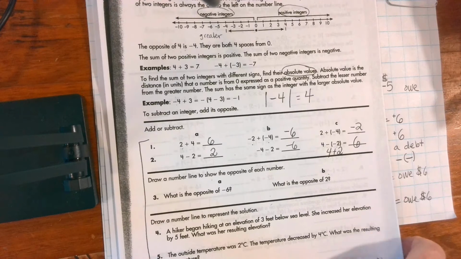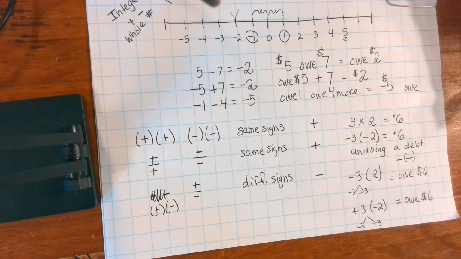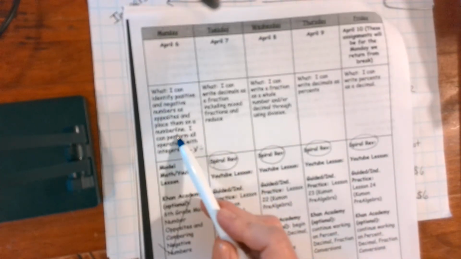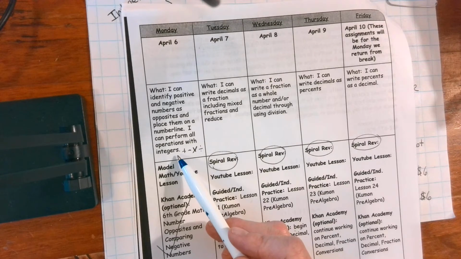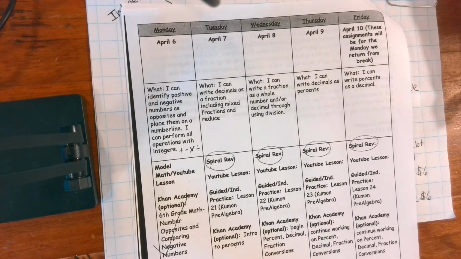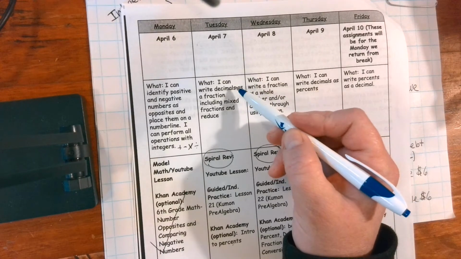Alright, we're going to pause here. So get out your lessons for today. And we're going to see where we are. So our standard that we worked on last time was I can identify positive and negative numbers and their opposites and put them on a number line. And then I can perform operations with integers, adding, subtracting. We're going to work on multiplying and dividing today. And then we're going to move into our pre-algebra 6th grade standards. And this is what we're focusing on.